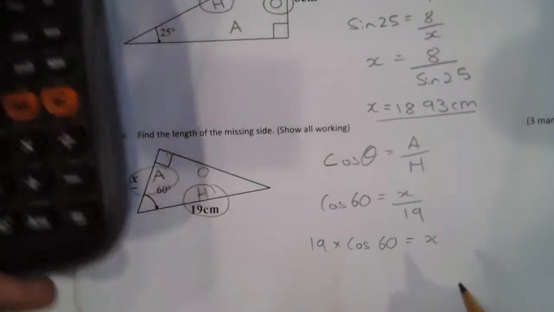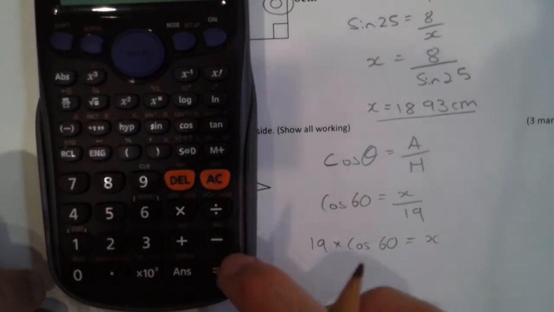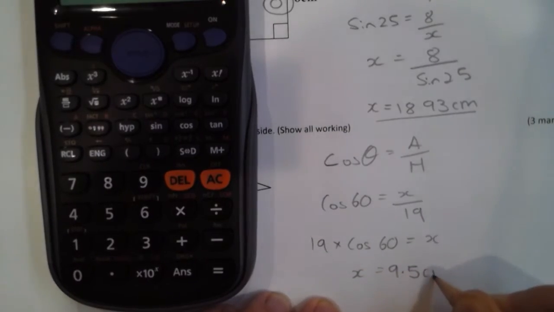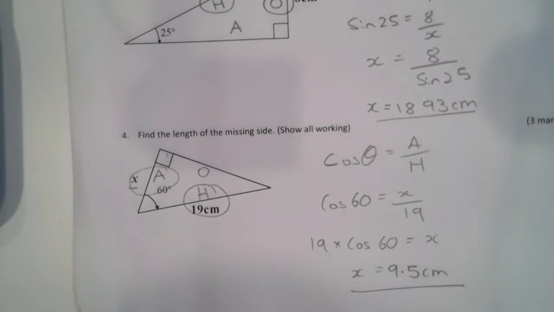and we type that into our calculator, 19 times cos 60, and we get our answer. X is exactly 9.5 centimetres. We know it's got to be smaller than 19, so therefore it does check out.